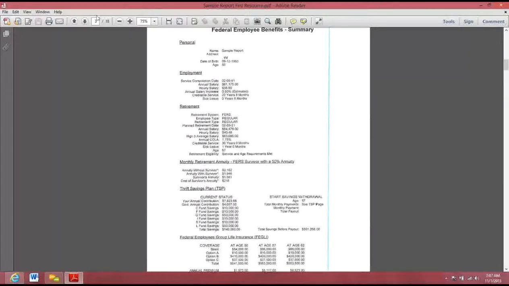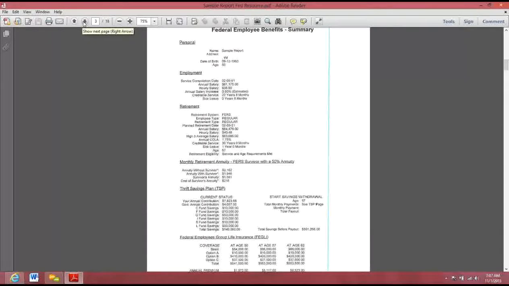So we want to start right into the personal section of the report. We're going to go over their name, their date of birth, and age, just to make sure that there hasn't been any clerical errors, and we want this to be spot on as possible. Under the employment section, we're utilizing the service computation date of 2/9/1991, and so we'll verify with them that that's correct.